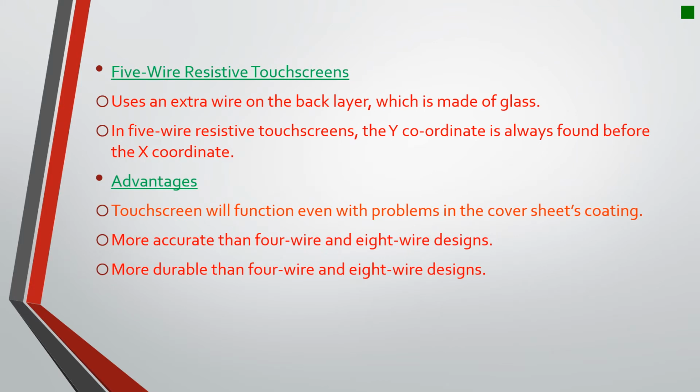Advantages. 5-wire resistive touchscreens will function even if there are any problems in the coating of the cover sheet. Also, when compared to 4-wire and 8-wire resistive touchscreens, 5 wires are much more accurate and durable. However, they tend to be rather expensive to manufacture, which can put off many consumers from buying this. I mean, even if 5-wire resistive touchscreens had so many benefits, would you buy them when compared to a much cheaper 4-wire resistive touchscreen, when all you want is a good touchscreen? You should really consider this question whenever you're trying to buy a resistive touchscreen.